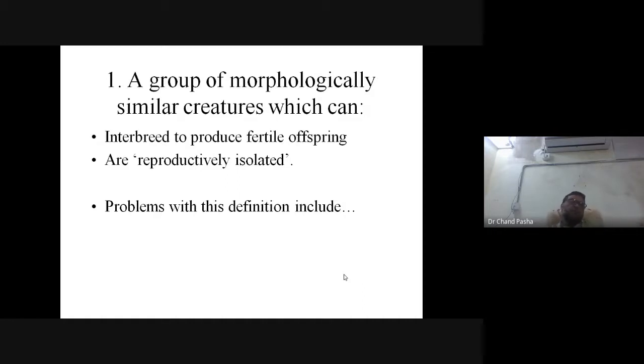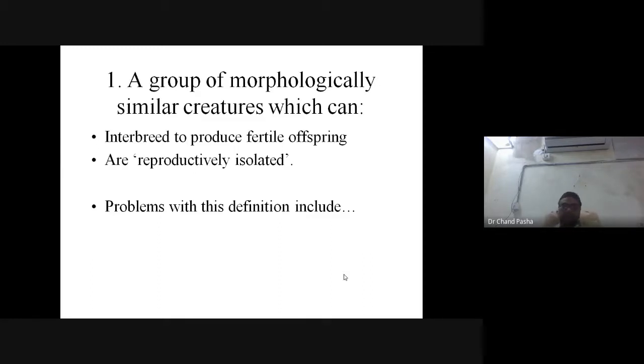See, the mule may appear similar to a donkey sometimes, but it cannot interbreed. Sometimes donkey and horse may appear physically similar, morphologically similar, but they cannot interbreed to produce a fertile offspring. A mule is produced, which is sterile, not fertile. So, a species is a group of morphologically similar organisms which can freely interbreed to give a fertile offspring. Otherwise, we can call them reproductively isolated. Only this group of organisms can freely reproduce.